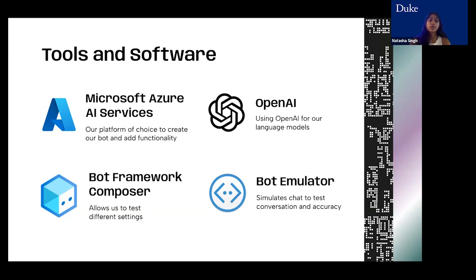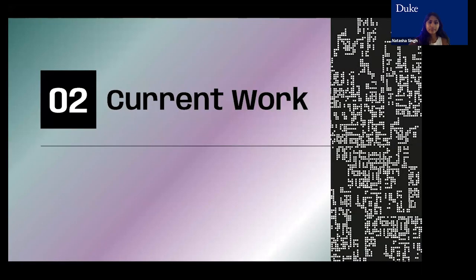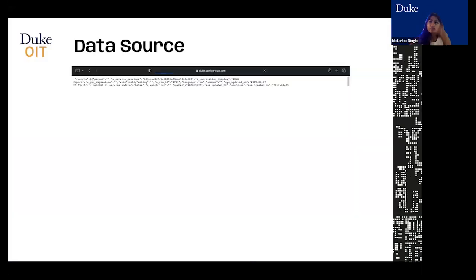We're also using Bot Framework Composer to configure the different settings with the bot and change it as we see fit. And finally, we're using a bot emulator to simulate the chat itself as though we were a normal user using our bot, and therefore we could create a trial and error process to see what we wanted to change. And now I will hand it off to Jonathan, who's going to talk about where our bot currently is. Thank you, Natasha.